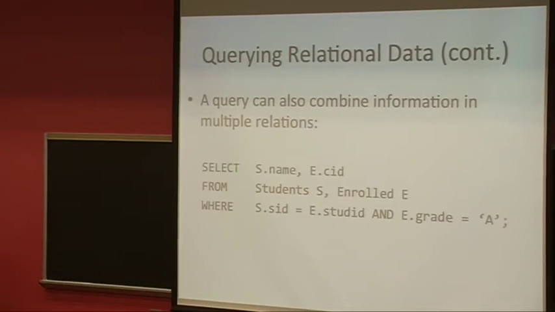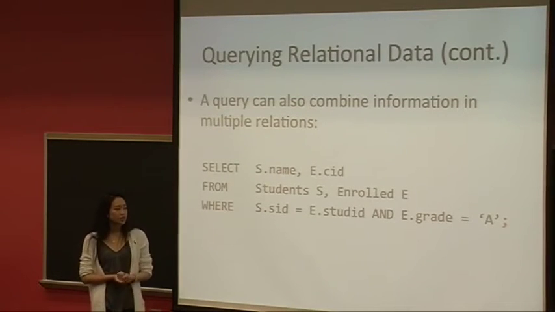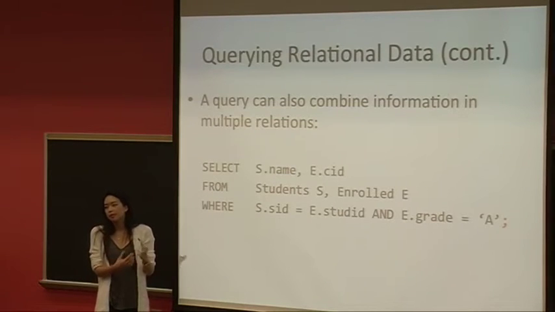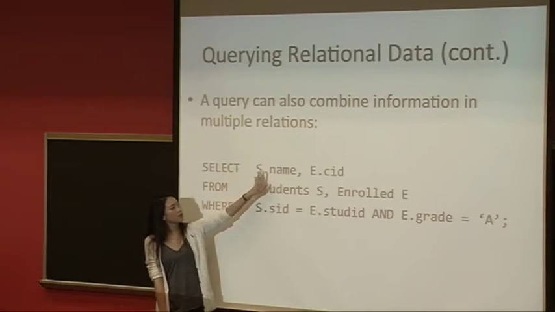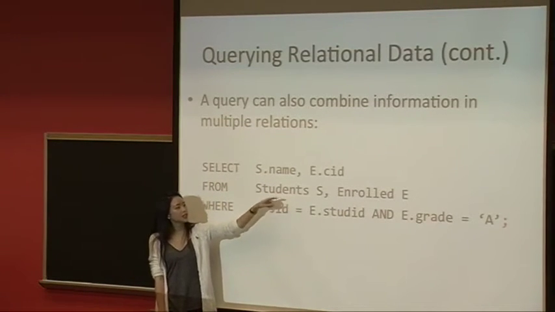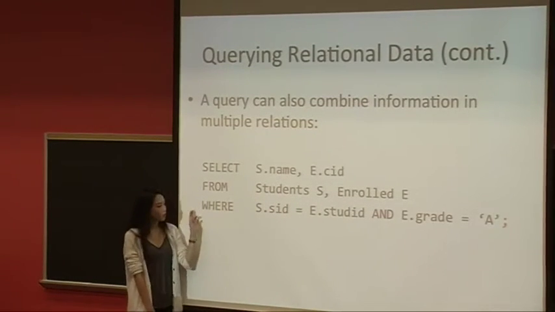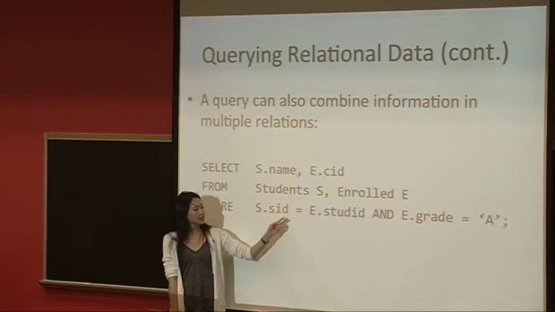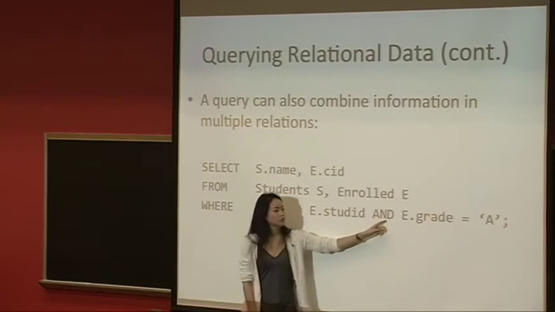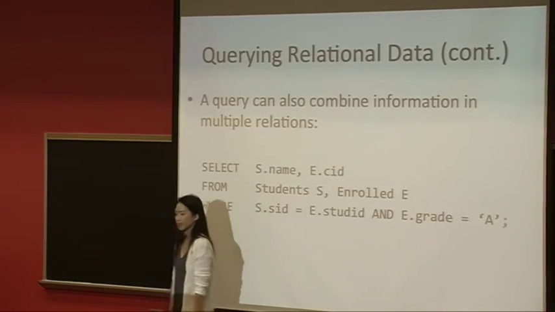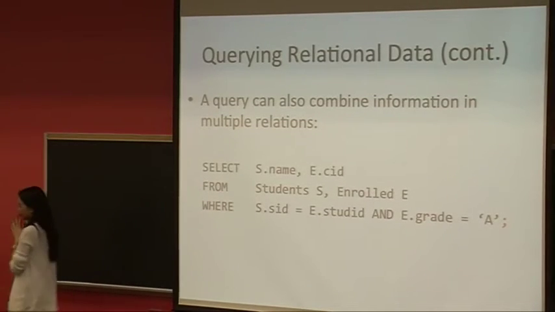table. So here I'll show you, for example, sometimes you want to select things from table A, but the criteria is actually based on table B. So you can do this. For example, you want to select the name from student table, which is the S, and the course ID from enroll table, which is the E, okay? Where the SID matches the student ID in the enroll table, and also in the enroll table, the grade is A. Okay, so this is how you can use the idea of combining different tables. Any question here?